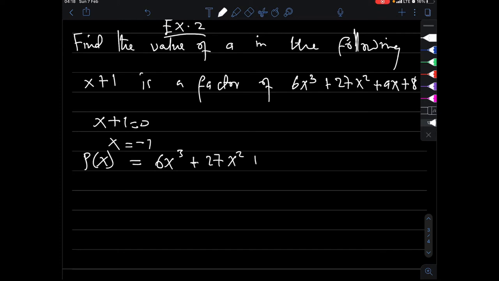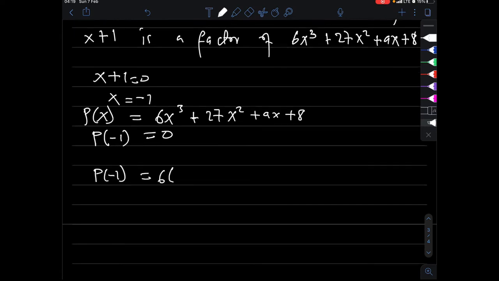All right, ax plus 8. So that means that p of negative 1, this negative 1 that we have found, if we put into p, our answer should be 0, since it's a claim that's a factor. So p of negative 1 will be equal to 6 into bracket negative 1 cubed plus 27 into bracket negative 1 squared plus a into bracket negative 1 plus 8 should equal 0.